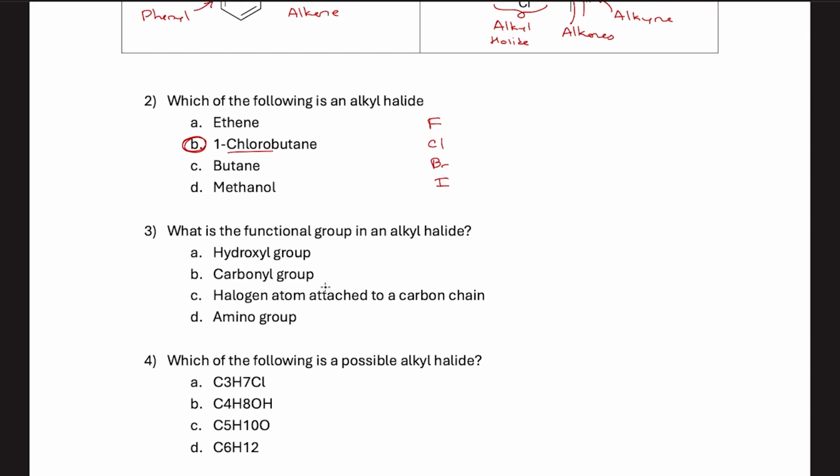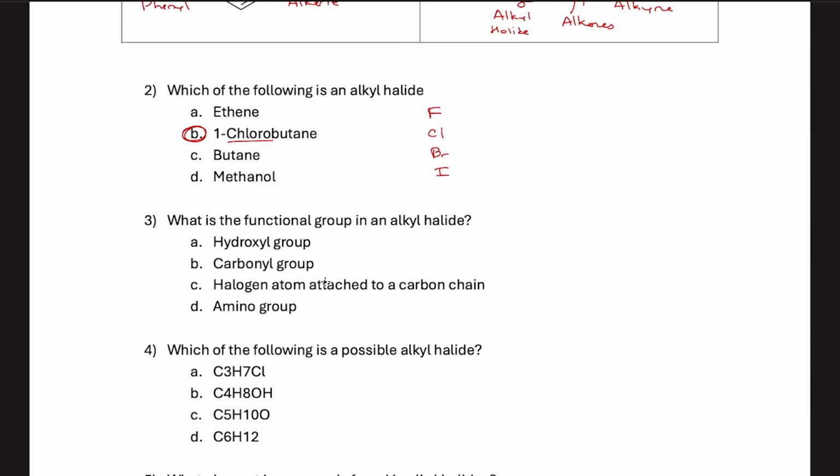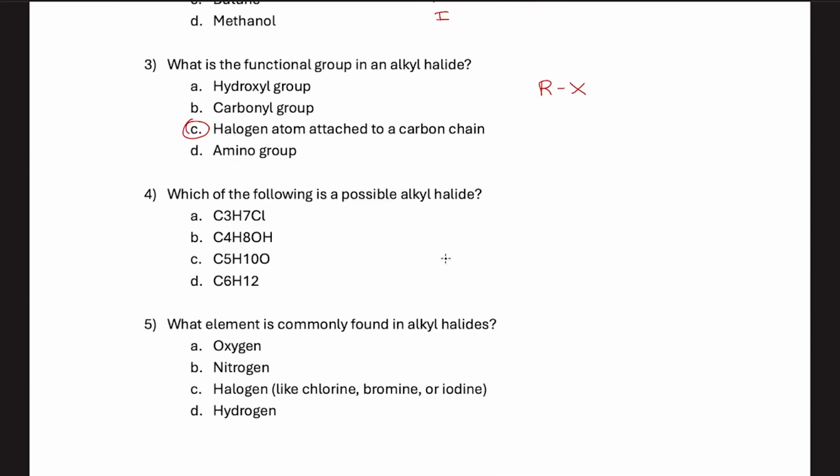Which functional group is in an alkyl halide? Well, literally the definition is RX, in which X is any of your halogens. And so your functional group is a halogen atom attached to a carbon chain. In the next one, which of the following is a possible alkyl halide? This one you should be familiar with. Remember that again, we have either fluorine, chlorine, bromine, or iodine. And so in a molecular formula, we should see one of these. And the only answer choice in which we do see one of these is this one.